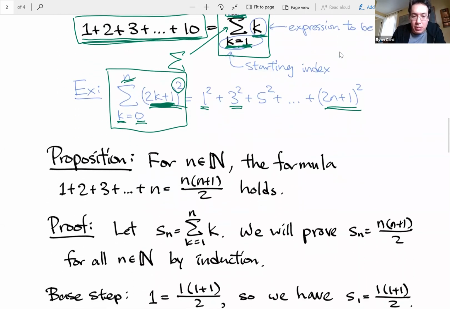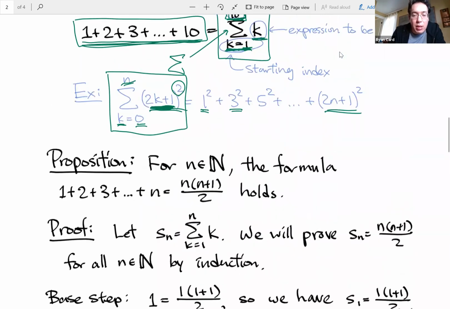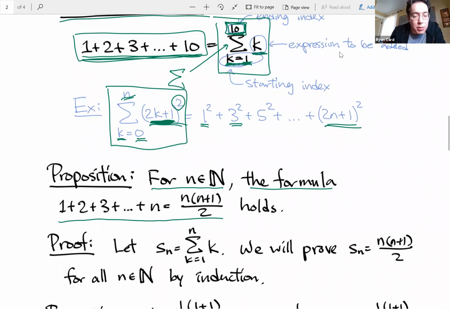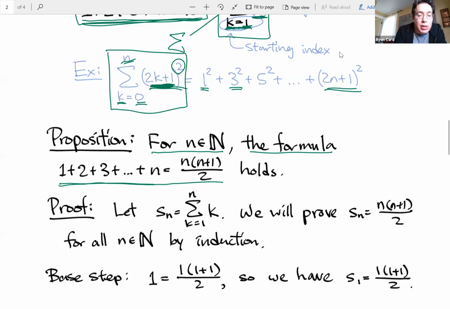All right, so let's do an example of proof by induction which involves some summation. Here's an example. For natural number n, the formula 1 plus 2 plus 3 all the way up until n is equal to n times (n plus 1) all divided by 2. Let's prove it by mathematical induction. The expression on the left-hand side could be simplified with summation notation, so I might just do that as a first step of the proof. Let S_n be the summation from k equals 1 to n of k. This expression is exactly the same thing as 1 plus 2 plus all the way up until n.